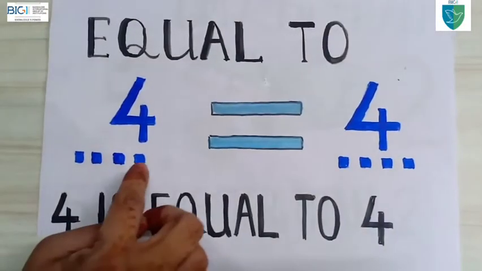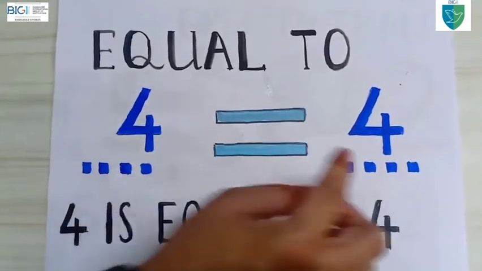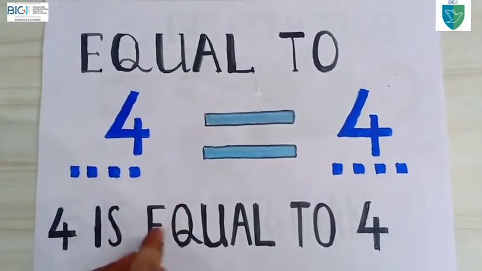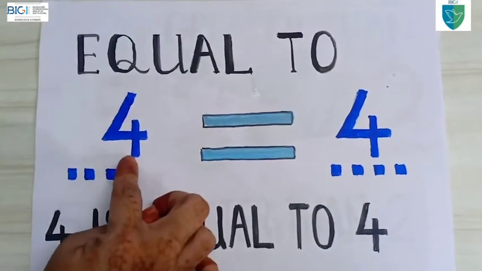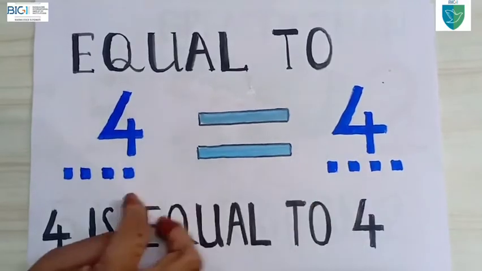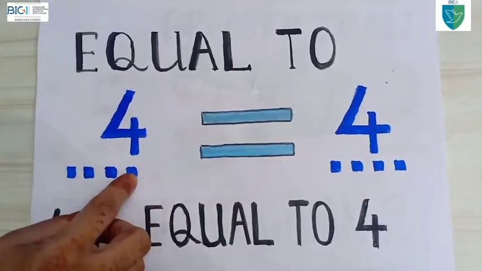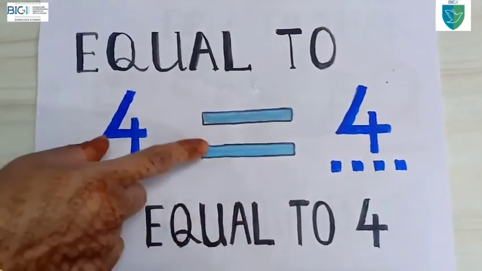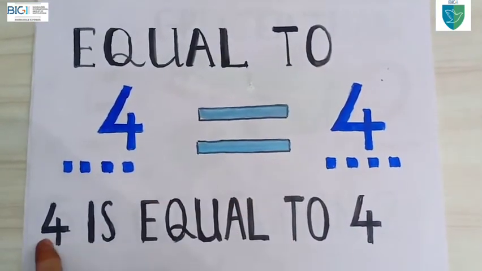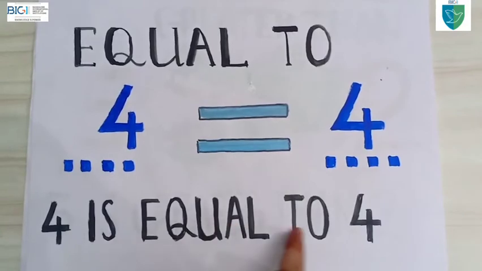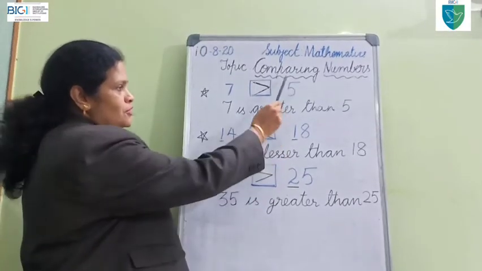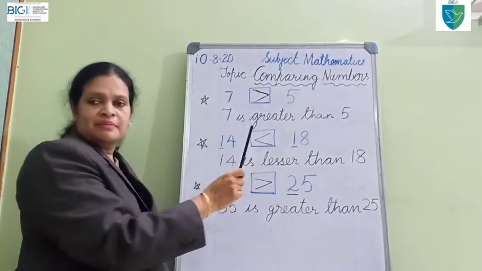Now look at these two numbers, 4 and 4. Are they same? Yeah, they are absolutely same. Here also it is number 4 and here also it is number 4. They both are same. So to represent them, we use the symbol equal to. Now how do we read this? 4 is equal to 4. Here are some more examples to show comparison of numbers.